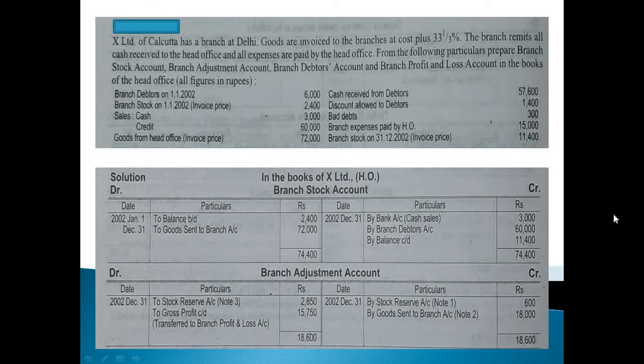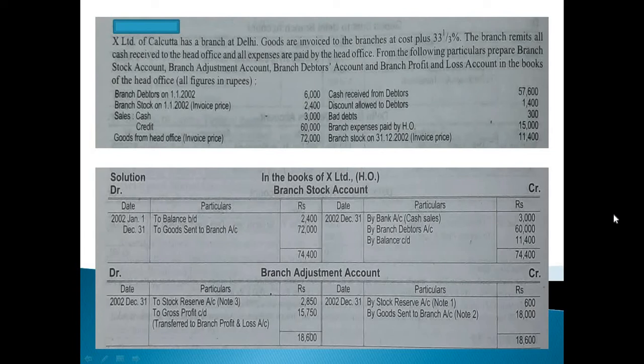Then after that we have to take the closing balance of stock for rupees 11,400. So both sides tally, so there's no deficit in stock or surplus in stock under this branch stock account. Remember, surplus stock will be there if the credit side is greater than the debit side of the stock account, and deficit in stock will be there if the debit side of the branch stock account is greater than the credit side. But in this case, both sides tally, so there's neither surplus nor deficit in stock.